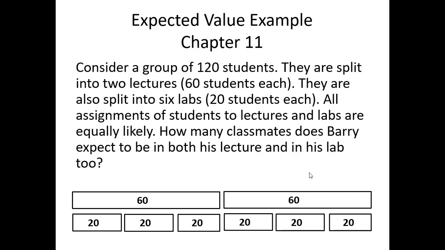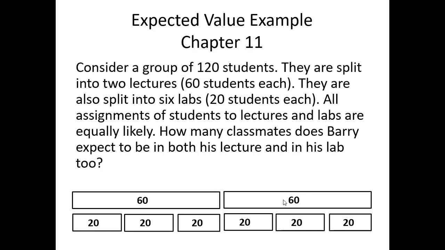Okay, here's another expected value problem. The approach is sort of totally different from what we just did. This is a Chapter 11 problem. Let's start off. Consider a group of 120 students. Let's say that they need to be split into 2 lectures, 60 students per lecture. So I could have tried to represent this visually down here. This is lecture 1, let's say, and lecture 2.